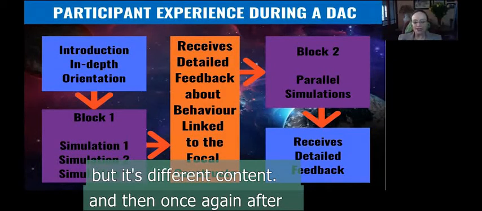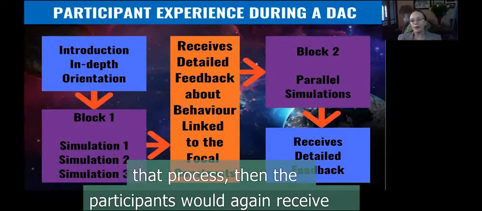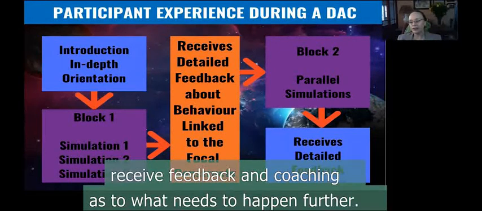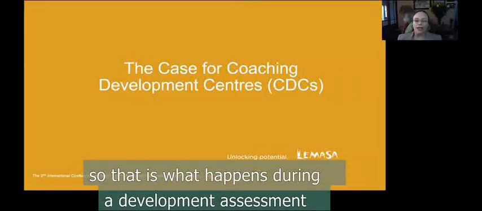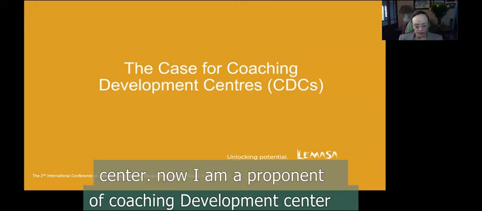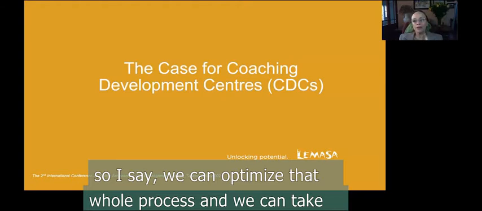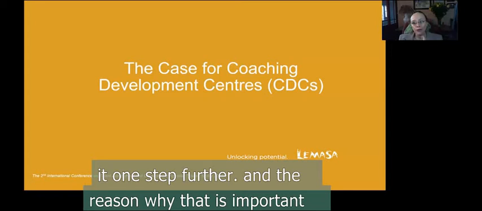And then once again, after that process, the participants would again receive detailed feedback and coaching as to what needs to happen further. So that is what happens during a development assessment center. Now, I am a proponent of coaching development centers. So I say we can optimize that whole process and we can take it one step further.